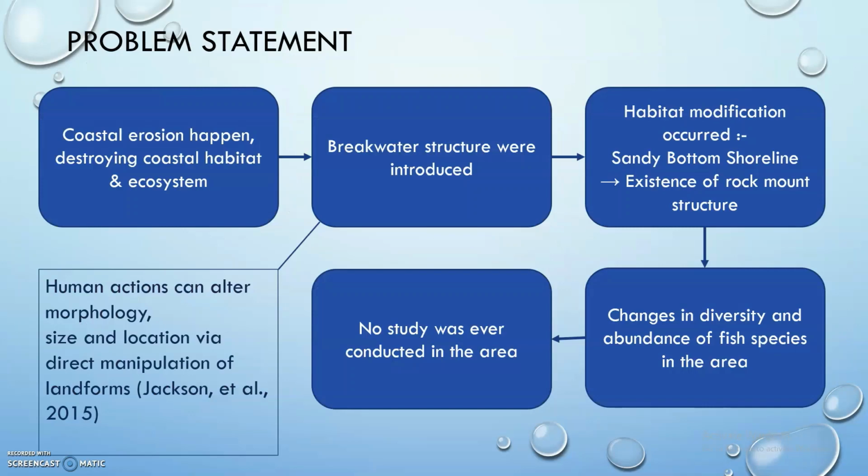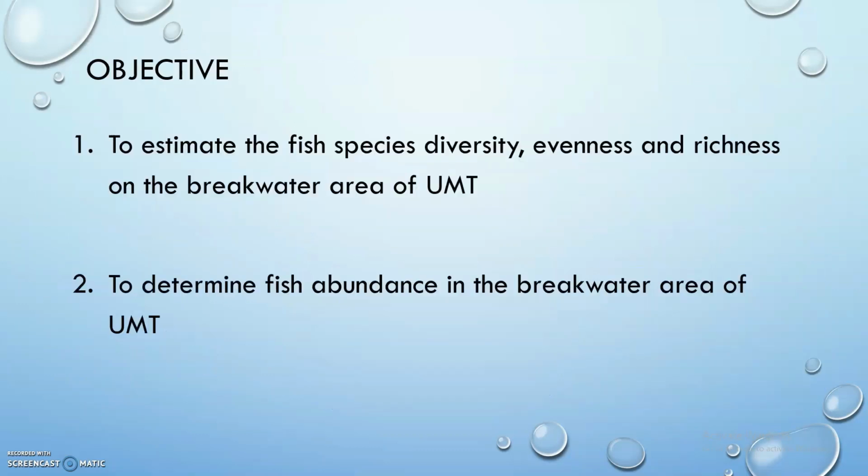For the problem statement, coastal erosion happened due to the build-up of Sultan Mahmud Airport, which destroyed coastal habitat and ecosystem. So, the breakwater structure was introduced to reduce this effect. Then, habitat modification occurred, from a sandy bottom shoreline to the existence of a rock mound structure, which can cause changes in the diversity and abundance of fish species in the area. No study was ever conducted in the area on the diversity and abundance.